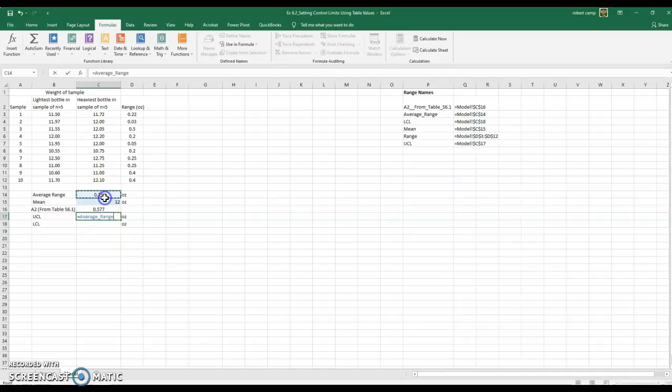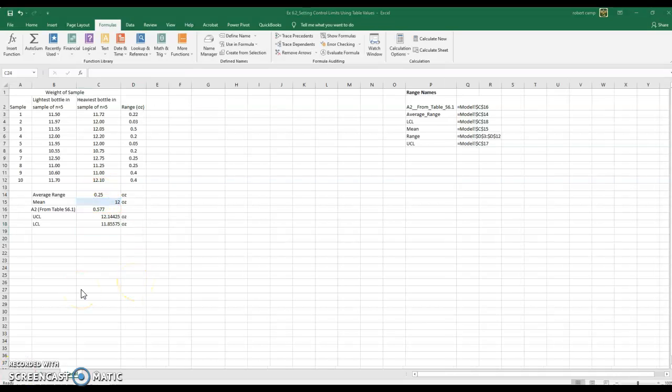And so this is going to be the mean. And then we will add to that A2, and then we'll multiply that by the average range. And so that gives us an upper control limit of 12.14425, and our lower control limit will do the same thing, mean, except this time it's minus A2 times our average range. And so we have a lower control limit of 11.85 ounces.